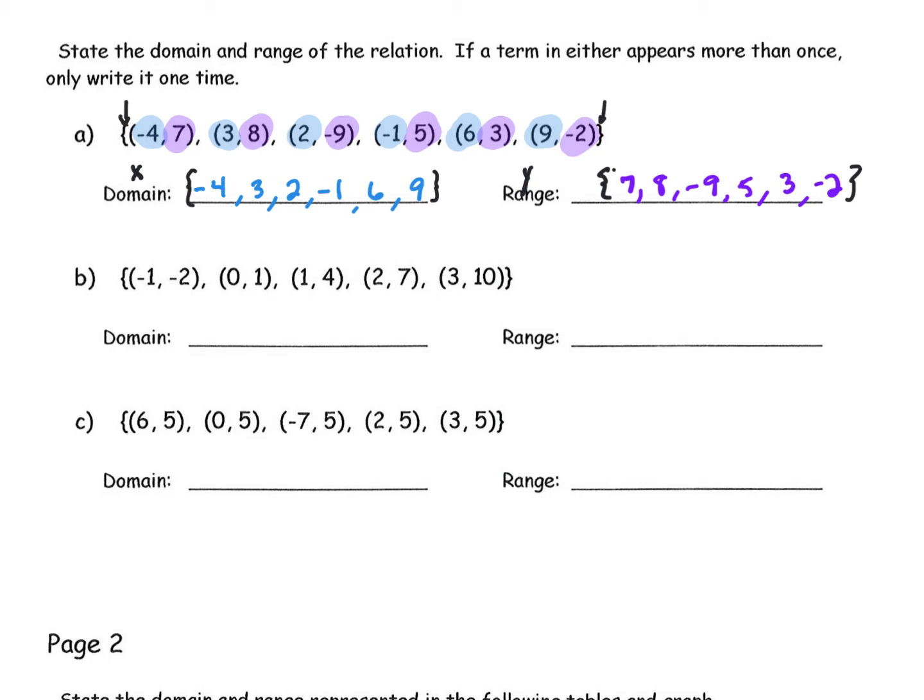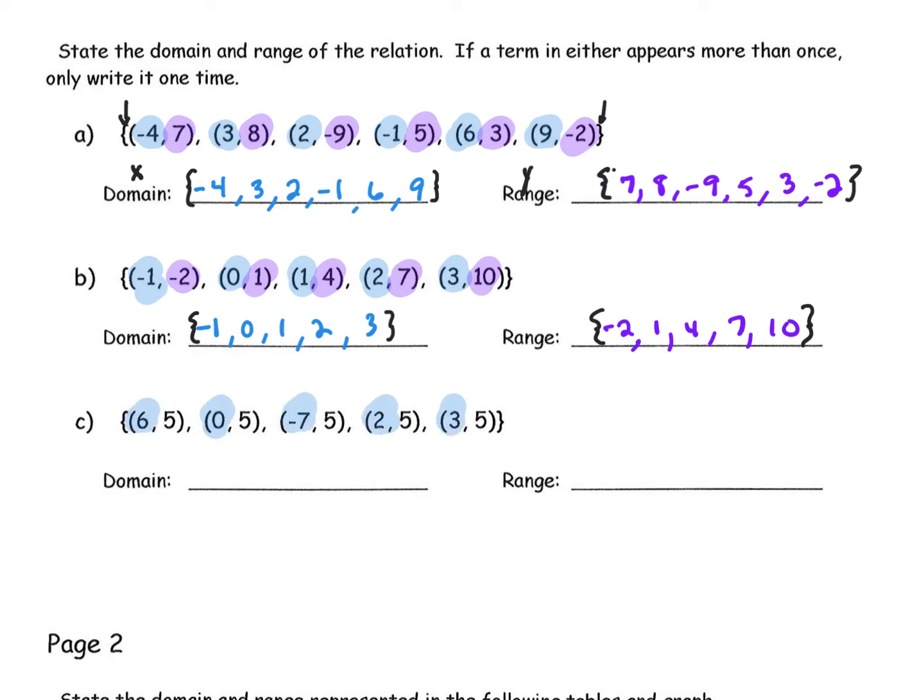So please pause this video and try B based on what we did on letter A. When you're ready, replay the video. And for this second set, our domain, we have 5 members listed that were all different, and here we have 5 members that were listed that were all different. So let's start with our domain members for the list that's generated in C. 6, 0, -7, 2, and 3. So let's write those.